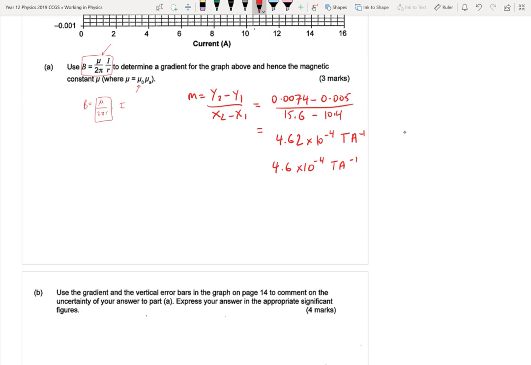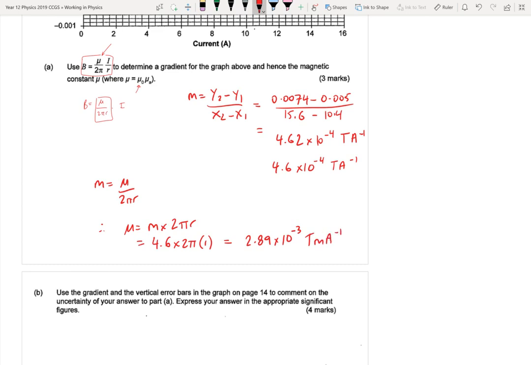Oh, hang on. We're not done. Sorry. So gradient equals mu over 2 pi r. Therefore, mu equals gradient times 2 pi r. 4.6 times 2 pi by 1. So I've got to times my answer. 4.6 times 2 pi. Sorry, I'm waiting. 2.89 times 10 to the negative 3 Tesla meters per amp.